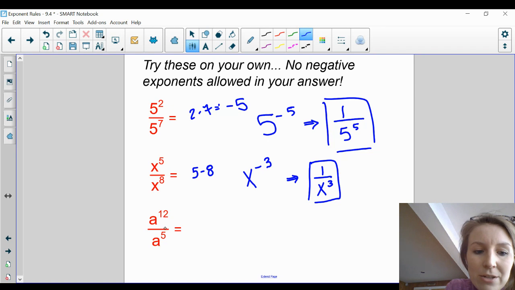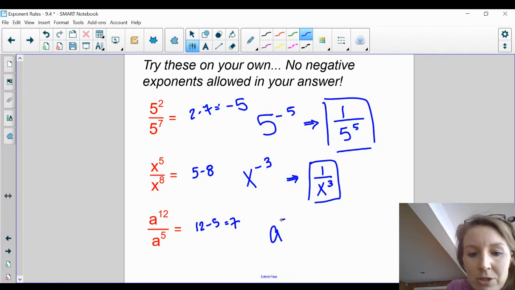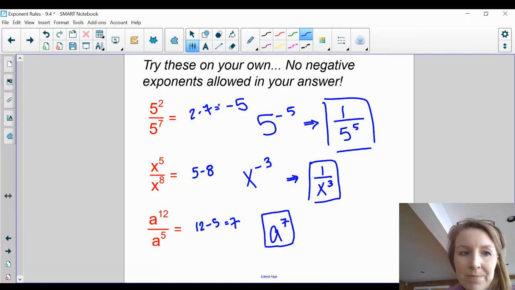Okay, and if I have a to the 12th divided by a to the 5th, 12 minus 5 equals 7. So this means I'm just going to have my positive a to the 7th. I do not need to write it as a fraction.